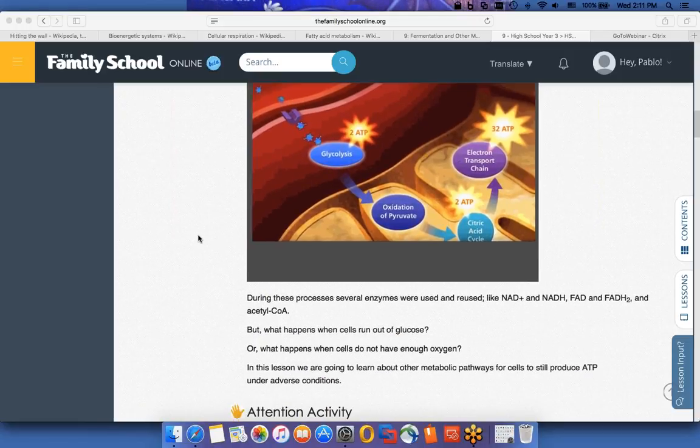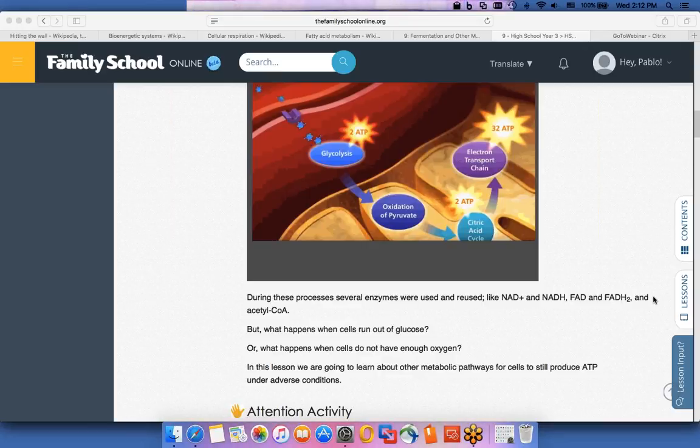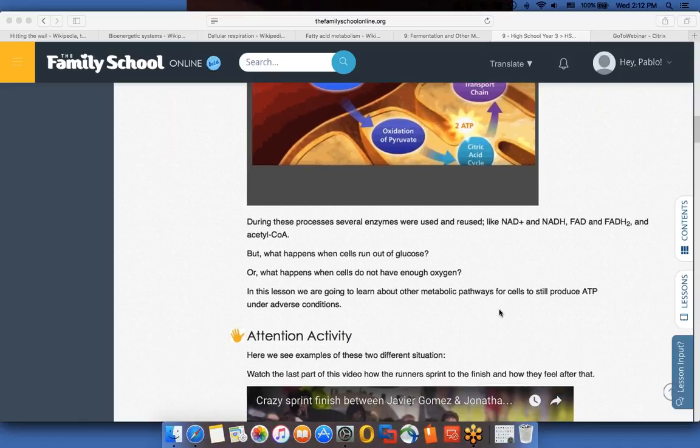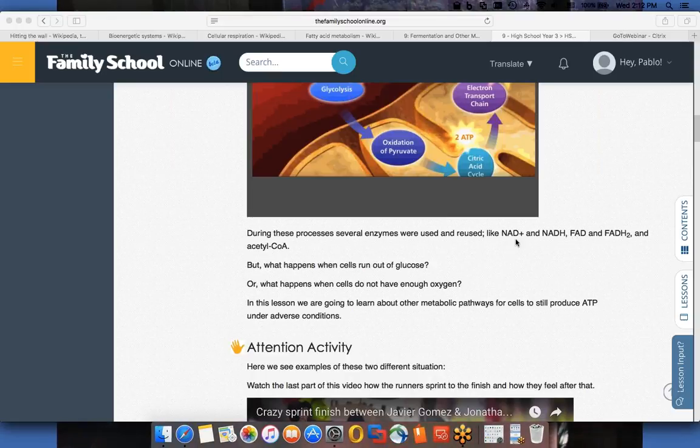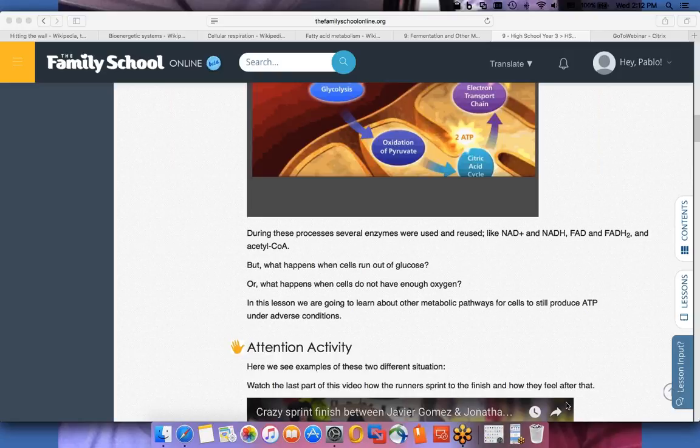Okay. Very good. So in the processes we also talk about cofactors, which are intermediate chemicals or enzymes that are also used in the process. And they are these: NAD and NADH, they work together, they pair each other, and then FAD and FADH2, they work together. And then there's another chemical called acetyl-CoA. So those are chemicals that are used in intermediate steps.